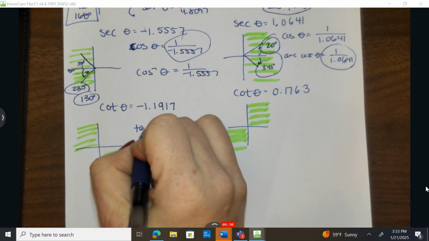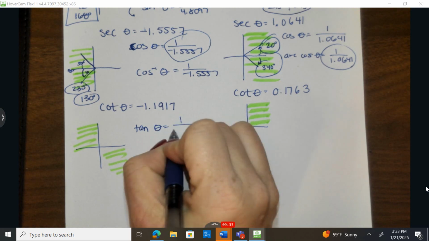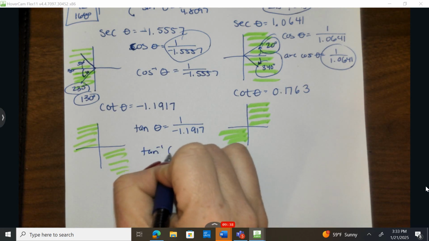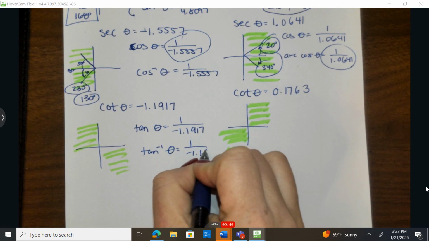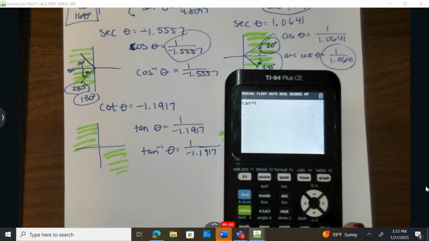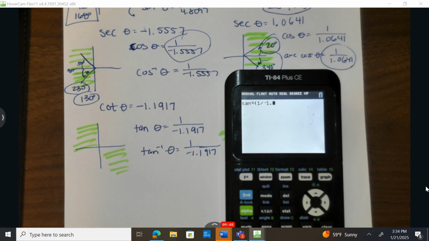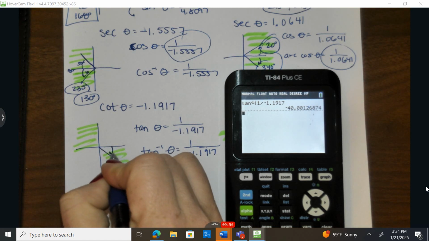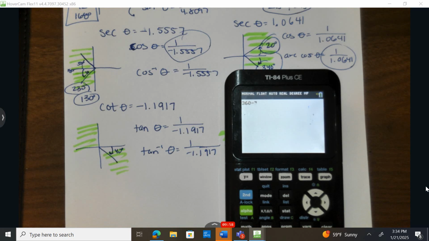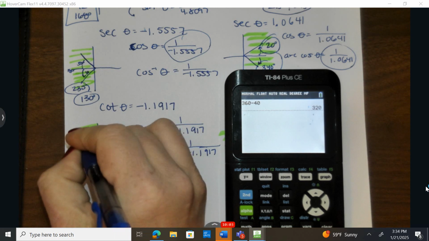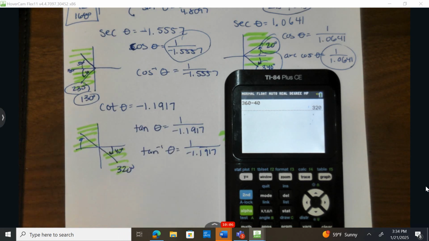So I'm going to write this as the tangent of theta equals 1 divided by negative 1.1917. And again, whether you write arc tangent or inverse tangent, it's up to you and your preference. So inverse tangent of 1 divided by negative 1.1917. So approximately negative 40. So I'm dropping down here 40 degrees. So 360 subtract 40 would be 320. So I believe 320, and then I'm going to jump up 40 degrees. 180 subtract 40 is 140.